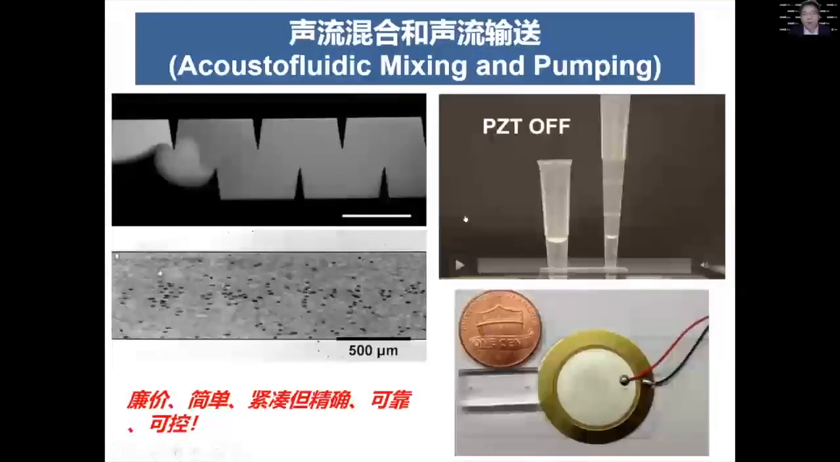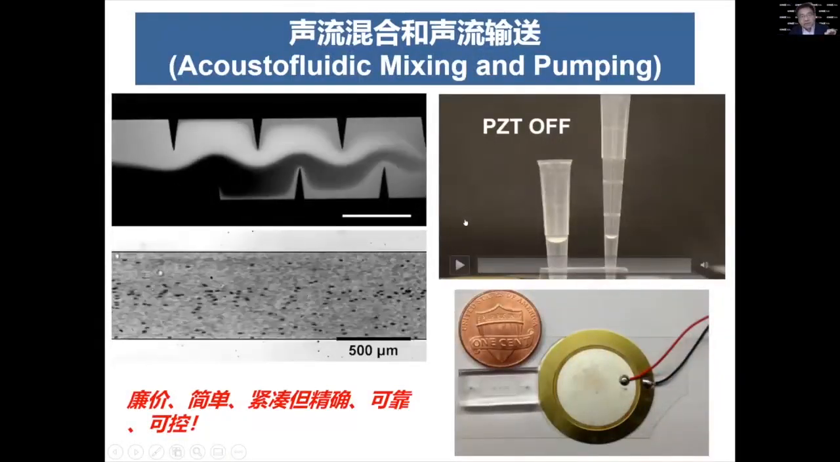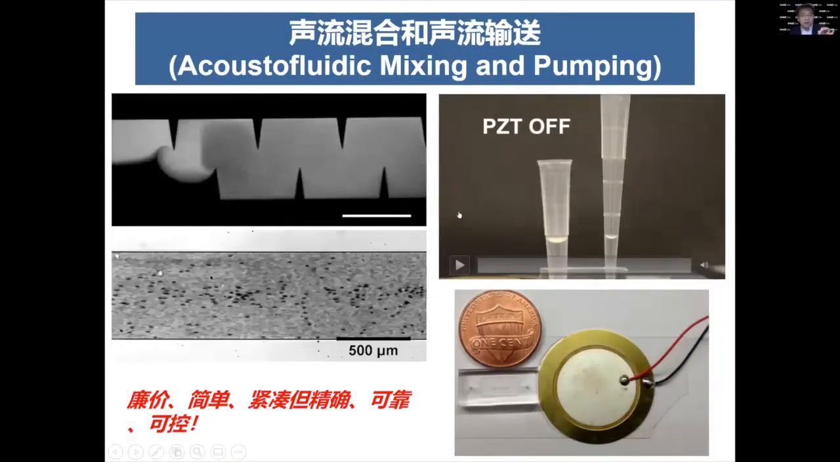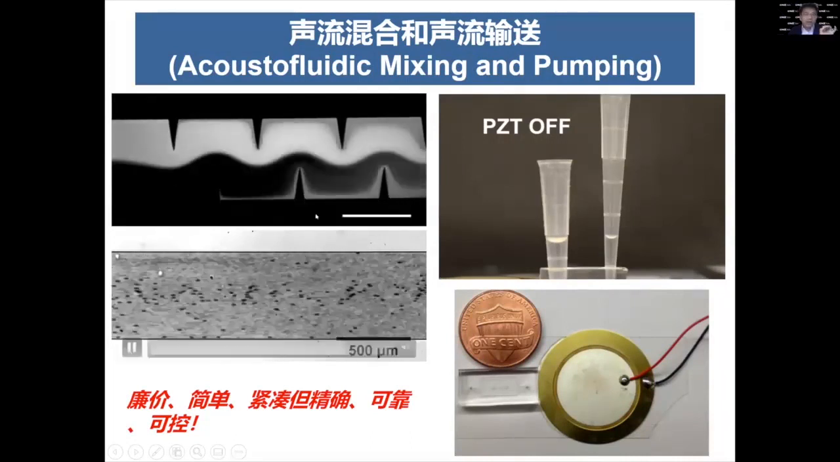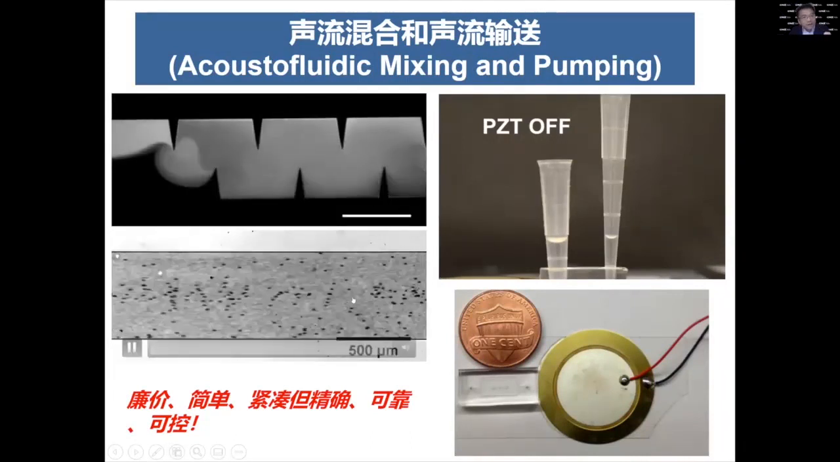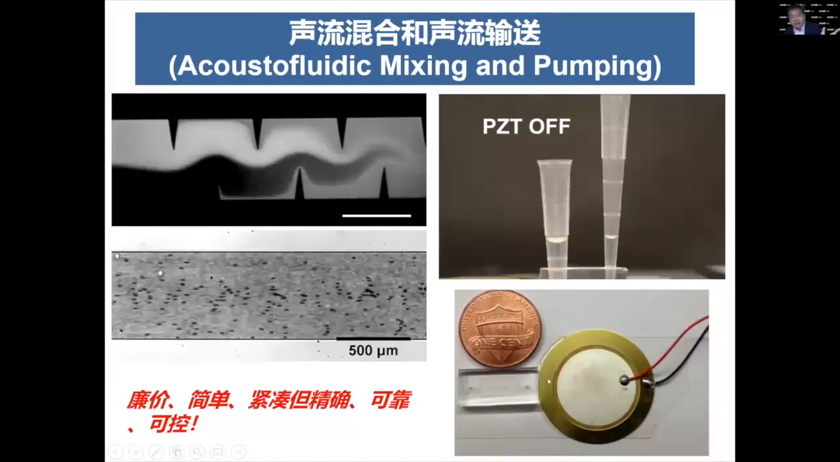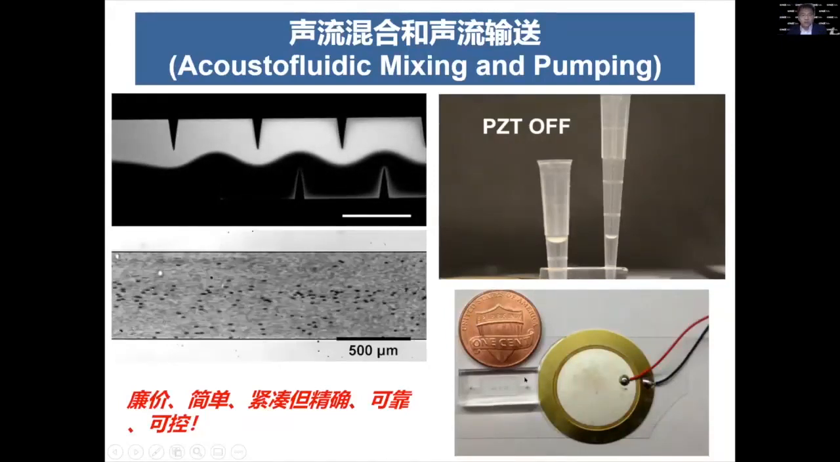So we can not only manipulate particles inside fluids, but also directly manipulate fluids itself. So we can do mixing, we can do pumping. I just want to say that I'm very happy to listen to Jun's talk.